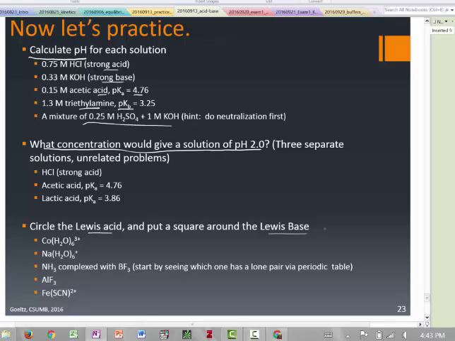So what should we do? I want to start buffers today, but we can spend some time on this. Do you want to do a few of these together right now? Or do you want to do this for homework and go over it together at the start of the next one? What's good? Want to pick a few? Let's pick a few.